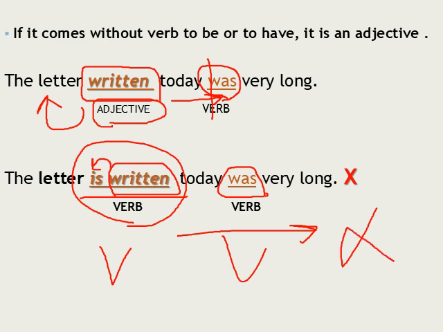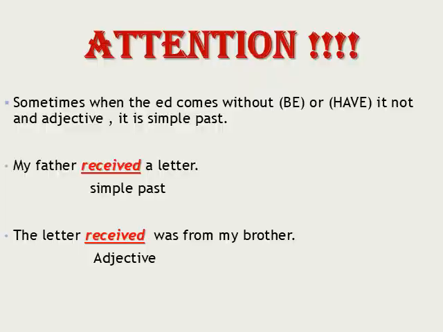Fine. And in this case, to make the sentence correct, you can simply omit the verb to be, making this an adjective, and thus the sentence will have only one verb, which is "was". Now please pay attention. As you can see, when the ed form or the past participle comes alone, it is an adjective. It is not a verb.